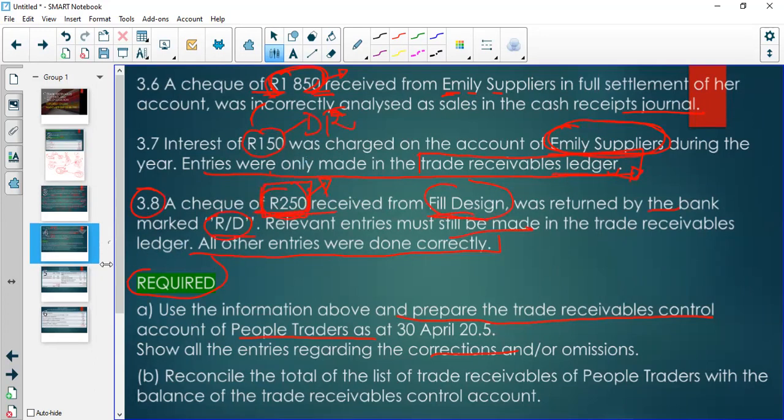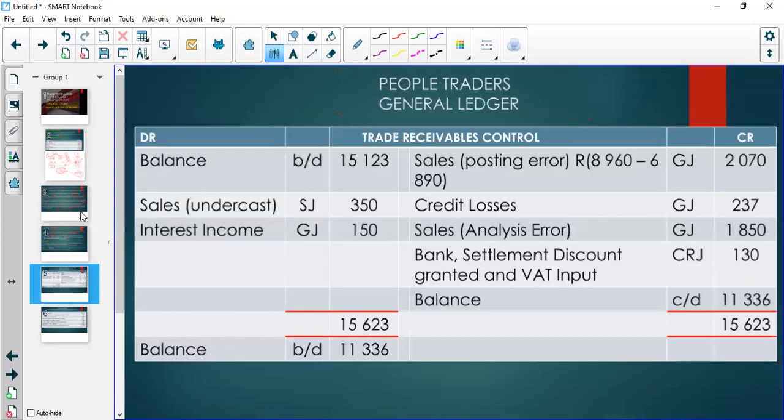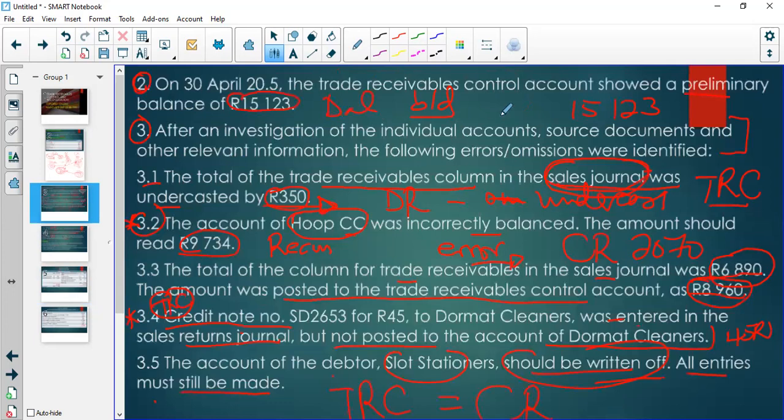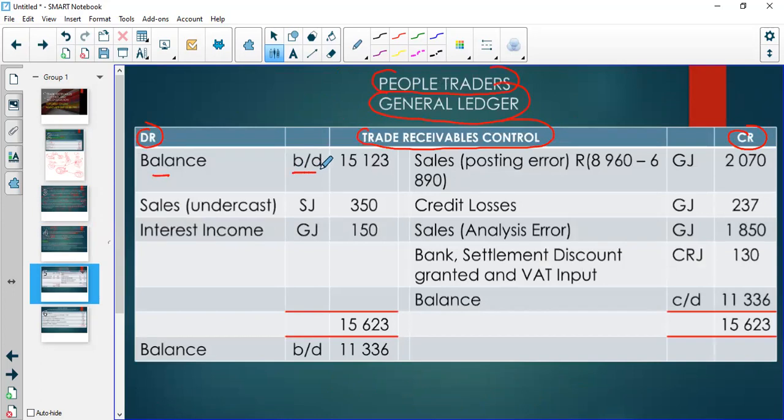So let's start now by making the correct entries in the trade receivables control. We start with the name of the entity, right? Then we say this is the general ledger. Then the name of the account is trade receivables control. This is going to be our credit side, our debit side. Remember, we are given the balance, right? So we're going to use the balance. 15,123 is our balance brought down. All right. In your assessments, you could have an assessment where they also want you to put in dates. So you would have to follow based on the format.